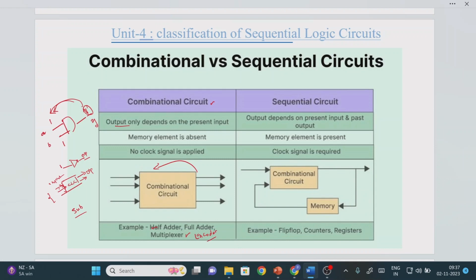Now we will see the limitation of combinational logic circuit. As we discussed earlier, in the previous case we passed the input 1 1 and got the output 1. That task is completed. Now my requirement is that again I need to get the output 1. Here you cannot call the previous output function.